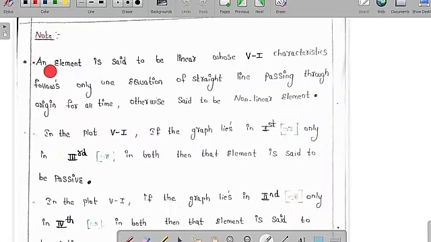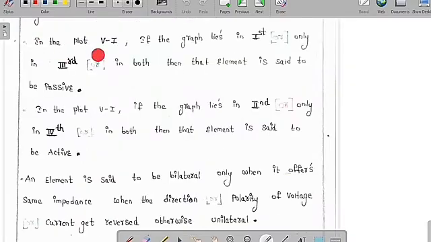Now some more important points we are going to learn in electric circuits. An element is said to be linear if its VI characteristic follows only one equation of a straight line passing through the origin for all time, otherwise it is said to be a non-linear element. Means an element is linear only when the VI characteristic graph passes through the origin for all the time, otherwise it is a non-linear element.